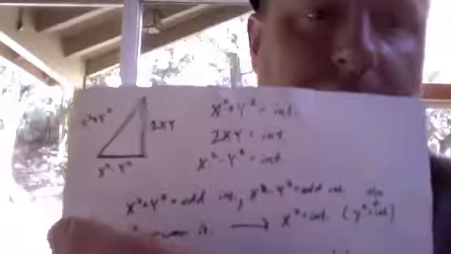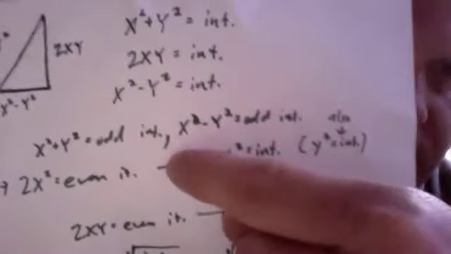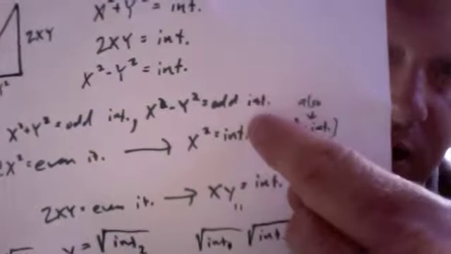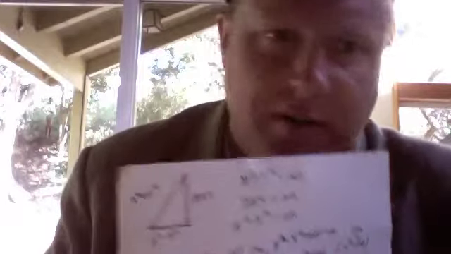Let's try to hustle. Okay, x squared plus y squared is equal to an odd integer, and then x squared minus y squared is equal to an odd integer. Now, everything that I've done so far, you can verify in other sources.